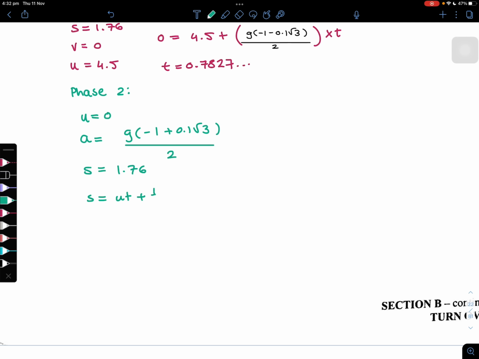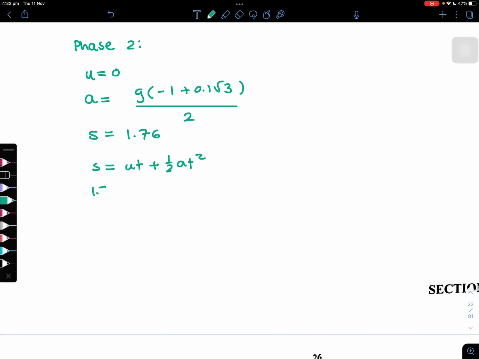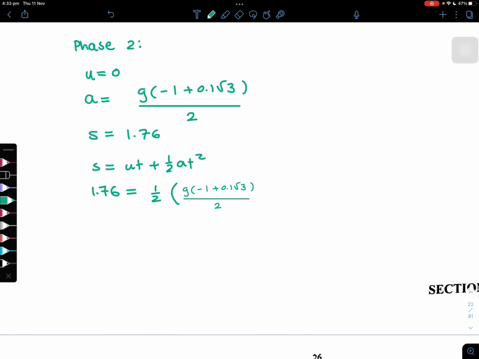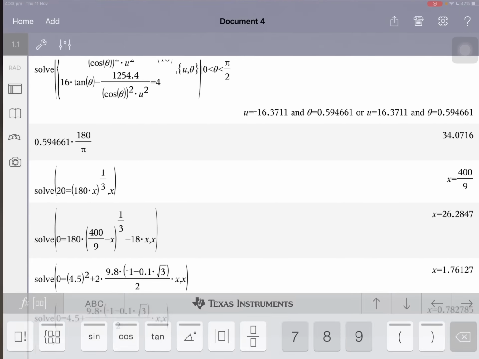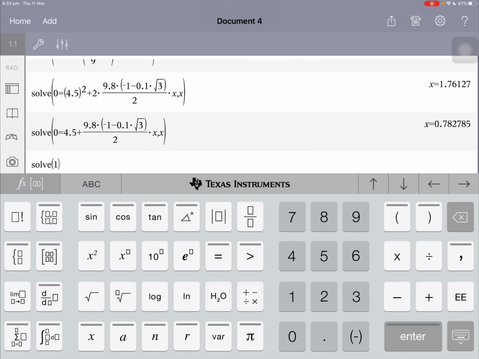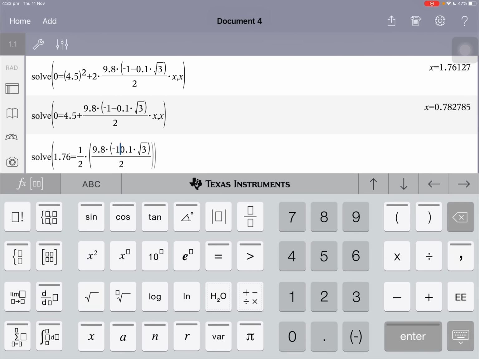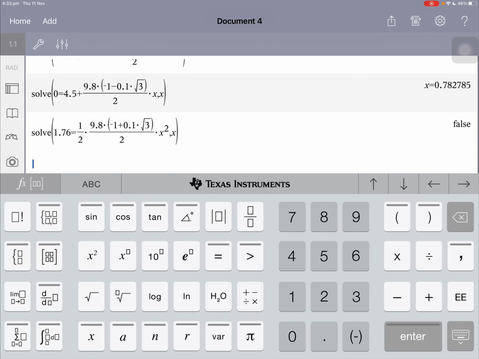So I believe we can use the equation s is equal to ut plus half at squared. Then we go 1.76 is equal to u times t, which is 0, plus a half a, which is what we have here, t squared. Hopefully I haven't messed anything up. This should give us how long it takes for phase 2. 1.76 is equal to a half times our acceleration. Now remember, we changed the signs of our friction. Times x squared plus x. What have I messed up here? I think it was the fact that I switched the friction like that.